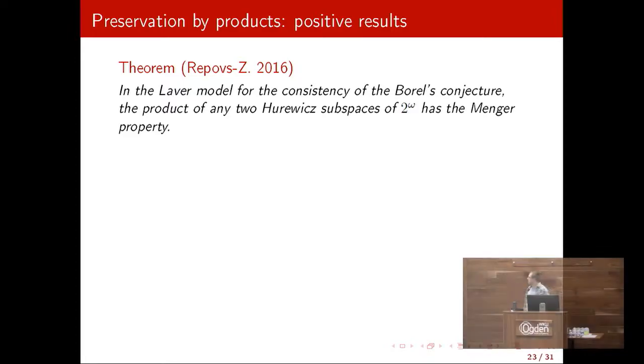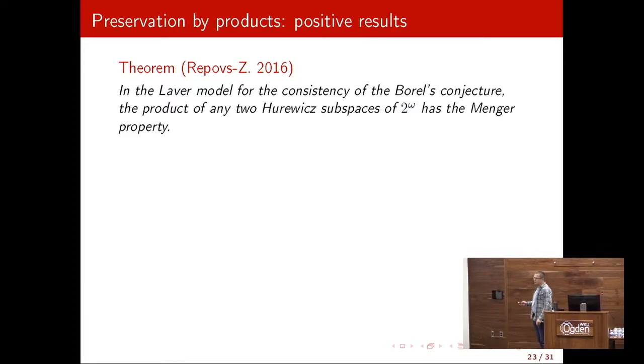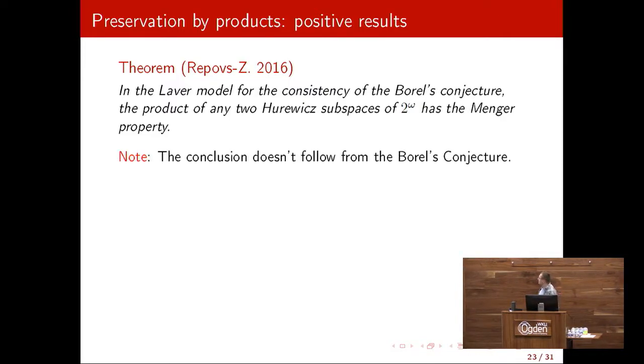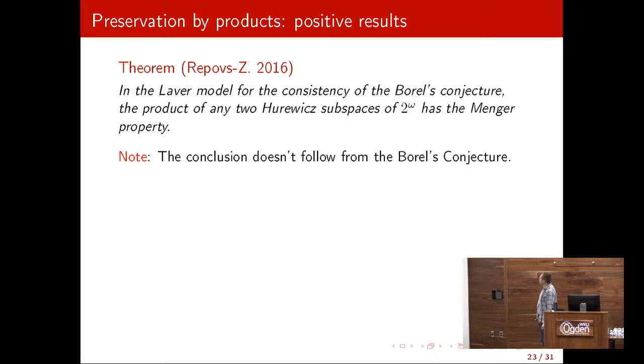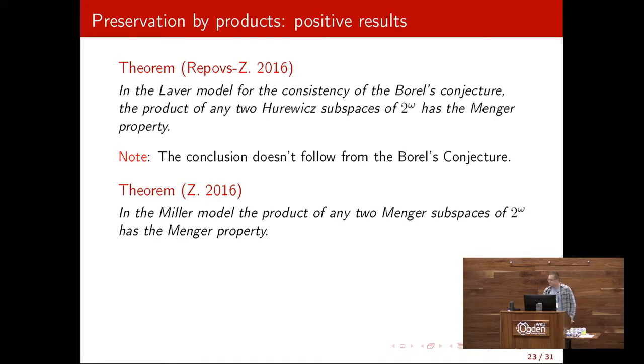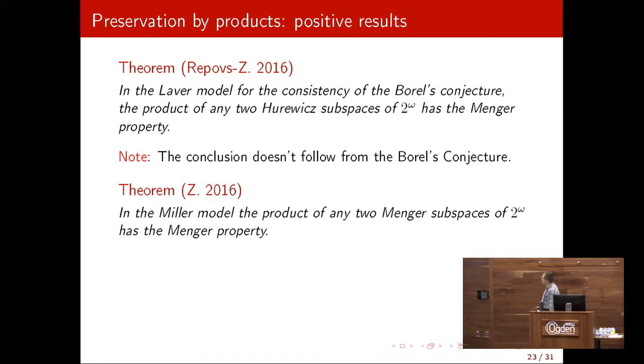And speaking of positive results, of course the big positive result was Barman and Dow. There are more positive results. In the Lyubomyr model, the product of 2 Hurewicz spaces must be Menger. And the funny thing is that we don't know whether it's true for 3. The proof works for 2, but what happens for 3, no idea. And then in the Miller model, the product of any 2 Menger subspaces must have the Menger property. But then, of course, the power of logic tells you that it's also true for 3, 4, and so on.